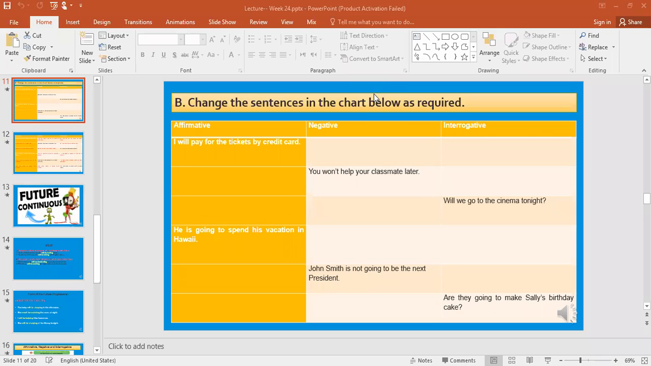Yes, miss. The negative form. We will go to the cinema tonight. I want the negative form. We will not go to the cinema tonight. Okay, thank you.